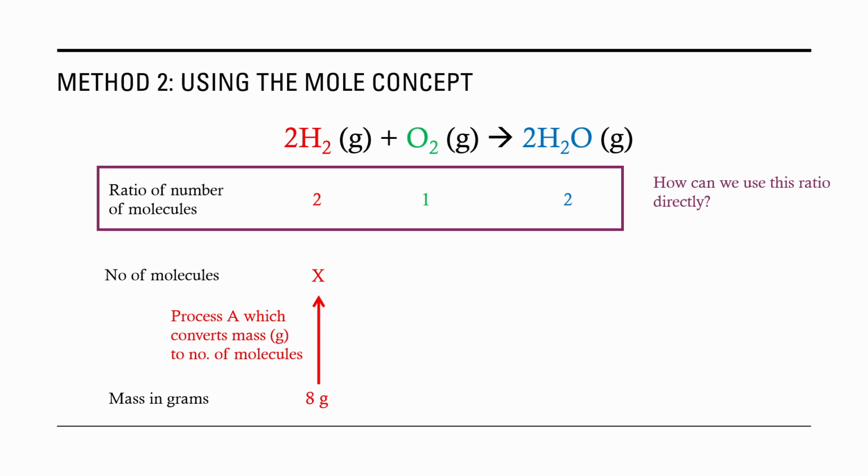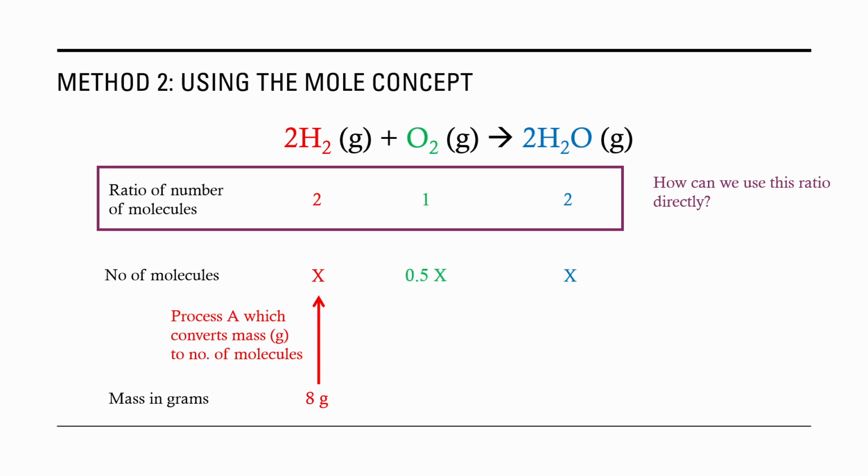And we'll call the result of process A to be X. Now we know that 8 grams of hydrogen contains X molecules of hydrogen. We don't know what the value X is yet, but we'll just call it X for now. And we can see that the number of molecules of oxygen is half of hydrogen, so that is 0.5x. And the number of molecules of water is the same as hydrogen, so that is x as well.